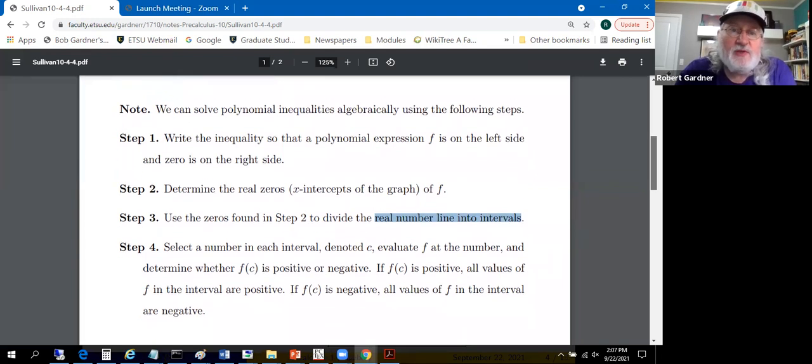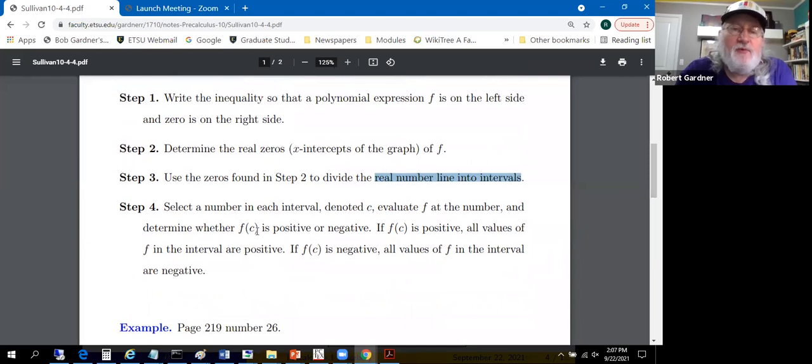Step 4: select a number in each interval, a test value, we've called it in the past, denoted c. Evaluate f at that number. Determine whether f of c is positive or negative. If f of c is positive, all values of f in the interval containing c will be positive. If f of c is negative, all values of f in the interval containing c will be negative. Same kind of thing we did before.